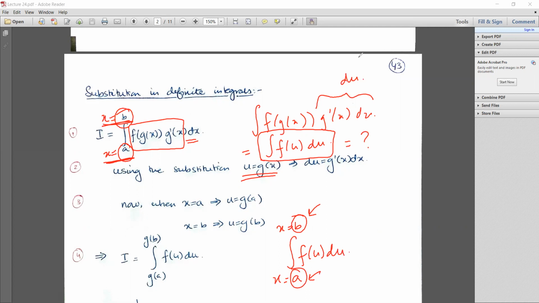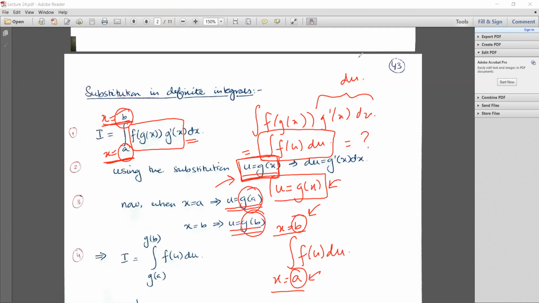This is that extra step that I need to do for substitution in definite integrals. So how do I find the corresponding values of u? Well, I have a formula connecting u and x, which is my substitution, right? u was g of x. And so plug in x is equal to a and x is equal to b. That'll give you the corresponding values for u, g of a and g of b.